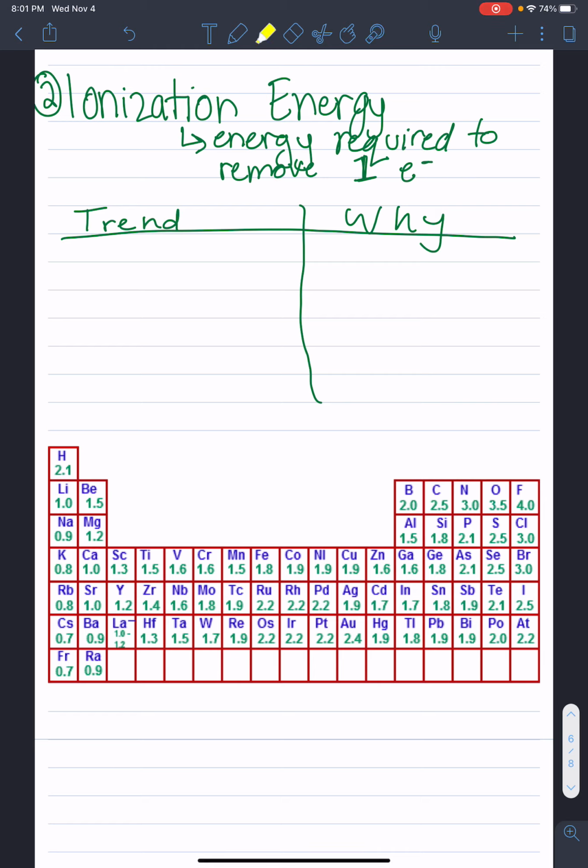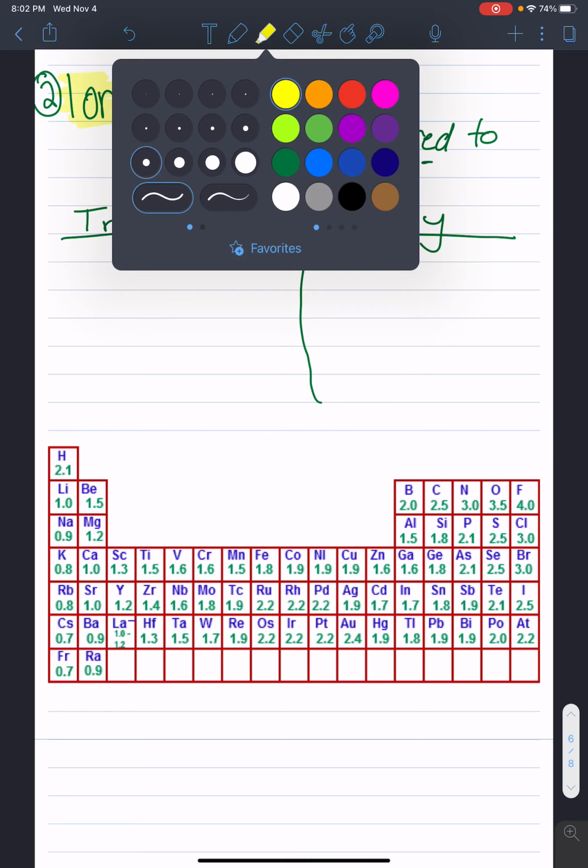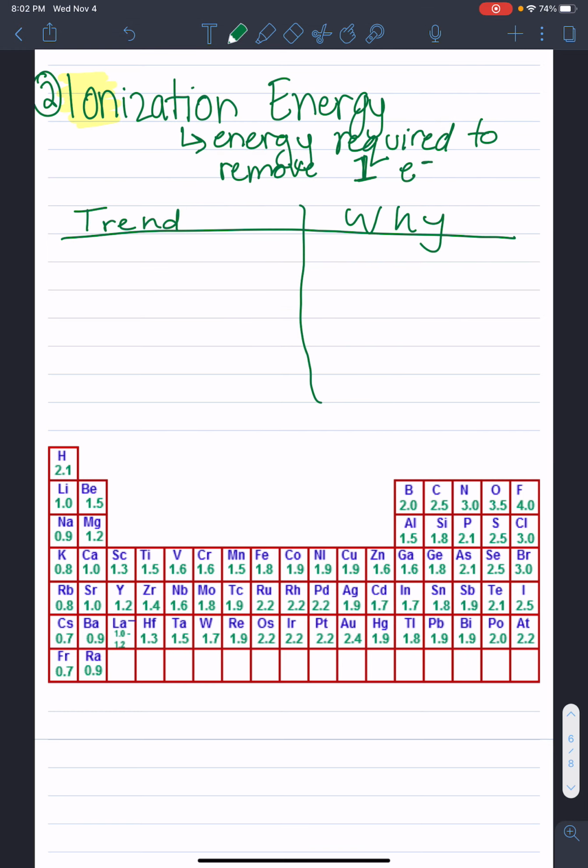An easy way that you can remember this is that in the word, we have the word ion. And when we're talking about ions, we're always talking about adding or removing electrons. So ionization energy is the energy required to remove one electron. Alright, so write that down and then copy down this chart right here, the different trends.